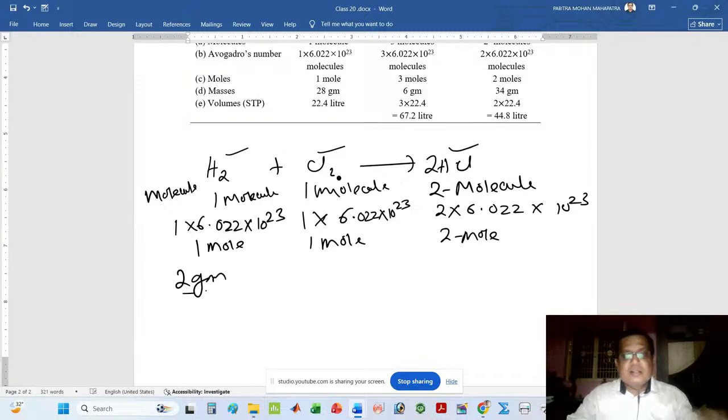Next I want to write the chlorine. Chlorine has an atomic mass of 35.5. Here the molecular mass is 71 gram. That is 71 gram.